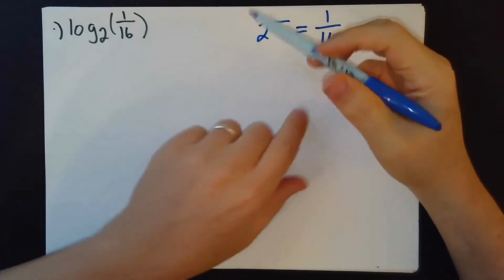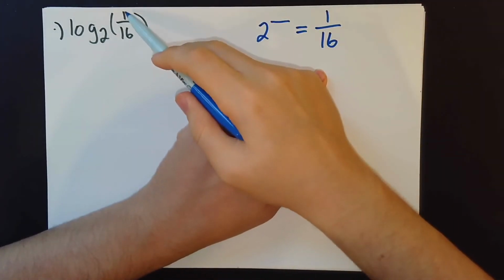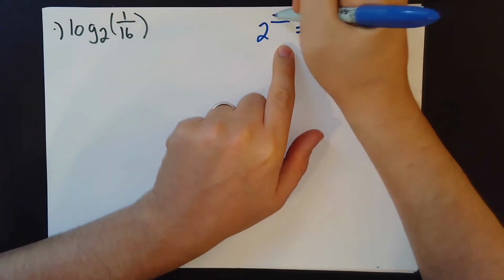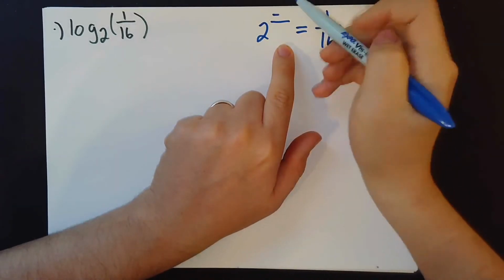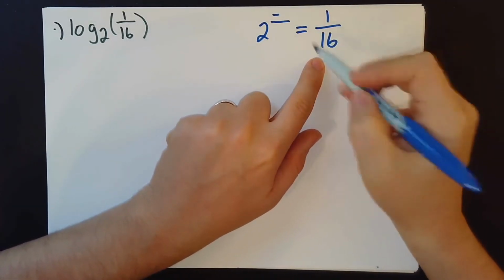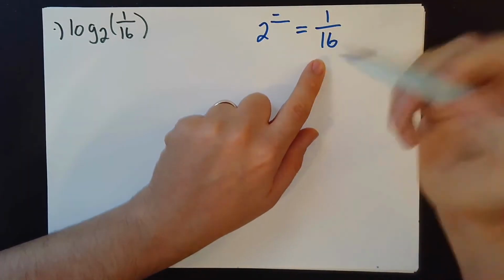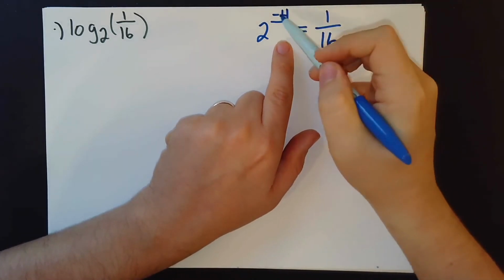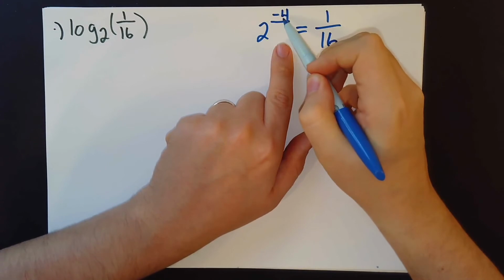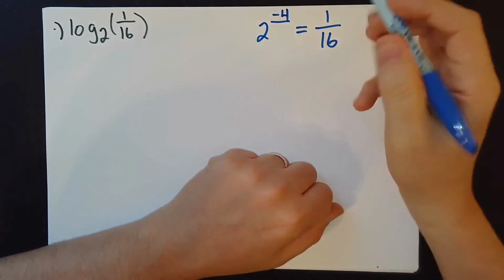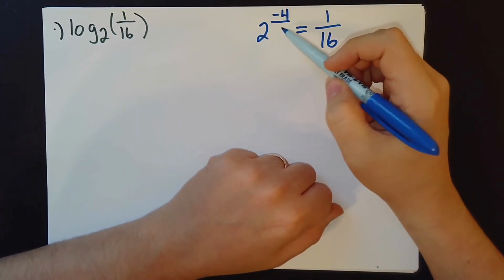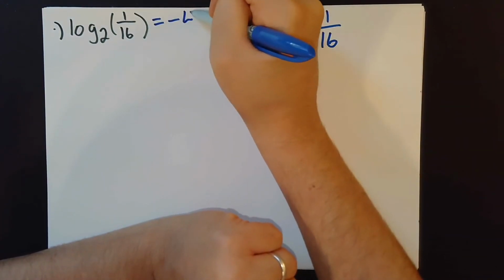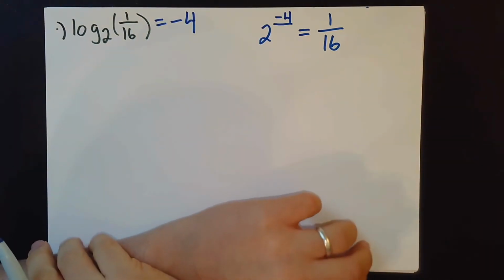And I can see, actually, because this is 1 over something, the power here is going to be negative. Because remember, it is negative powers that put things in the denominator. And so, in fact, here it is negative 4, because 2 to the negative 4th power, that'll be 1 over, and then a 2 to the 4th in the denominator, and 2 to the 4th is 16. Okay, so it is the negative 4th power.